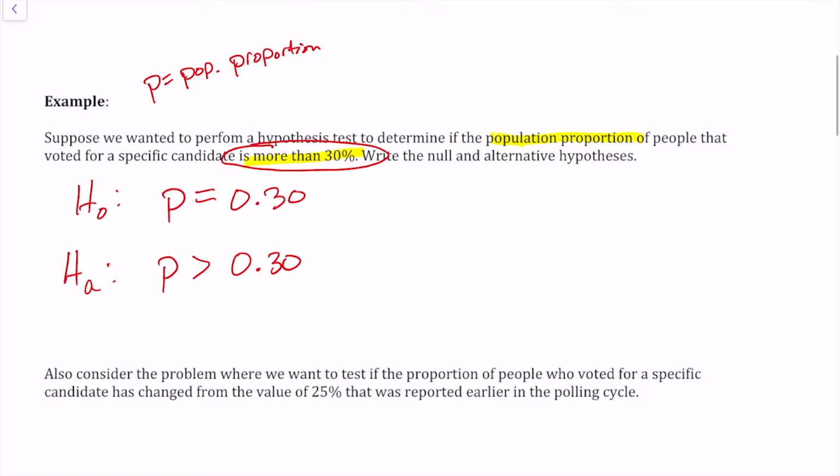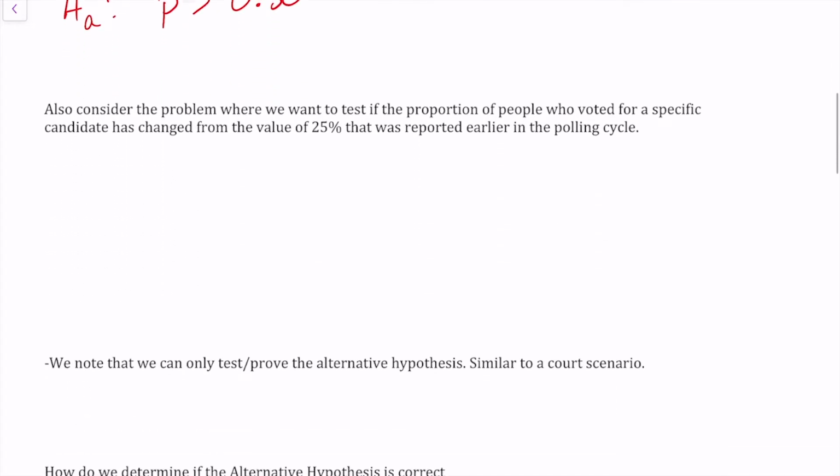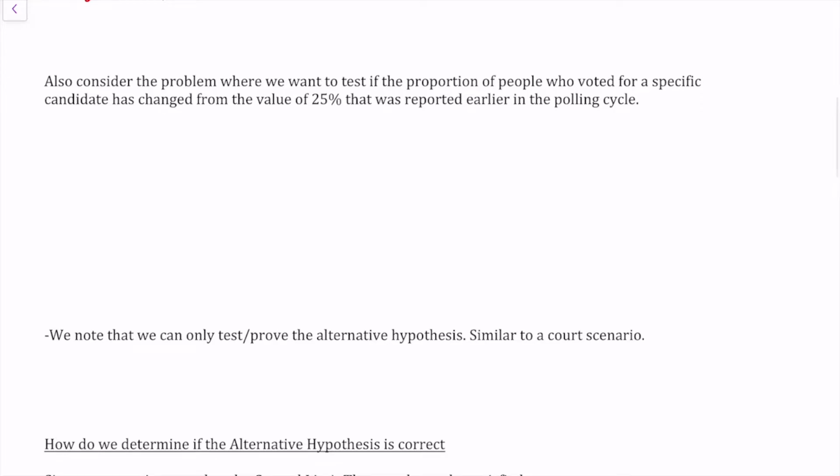Let's look at another example. Consider the problem where we want to test if the proportion of people who voted for a specific candidate has changed from the value of 25% that was reported earlier in the polling cycle. Okay? So once again, we're going to have two hypotheses, the null and the alternative.